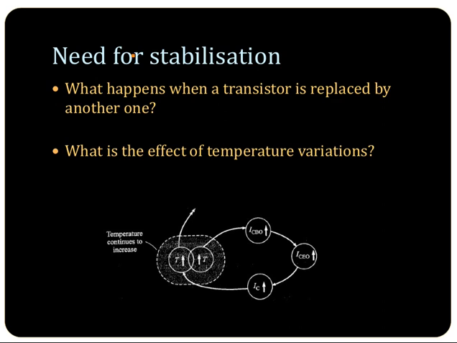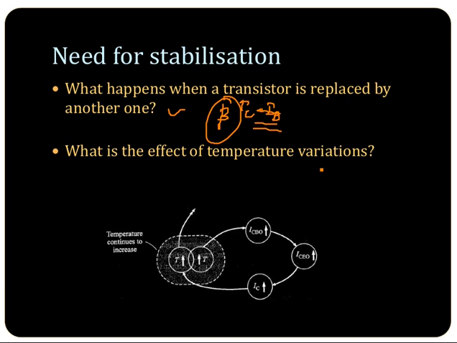Now, why do we need stabilization of the operating point? Once we fix the operating point, as we have just now discussed, some regions of the output characteristic come into play when the input is varying. That is what we saw just now. But what happens when a transistor is replaced by another one? In the same amplifier circuit, if I replace the transistor with another transistor, beta will be different. In that case, again, IC is beta times IB, so the operating point will also change. The output characteristic for some other IB has to be plotted and the operating point will change. So that is not acceptable.